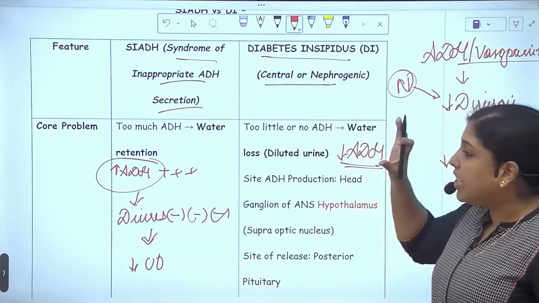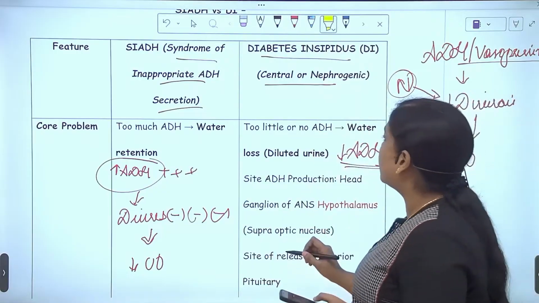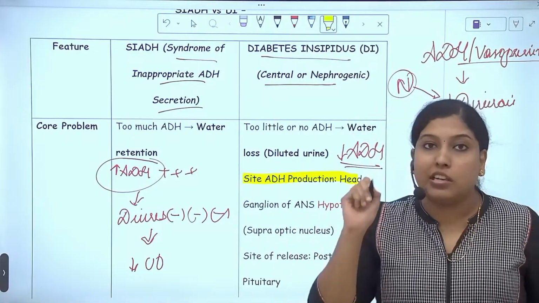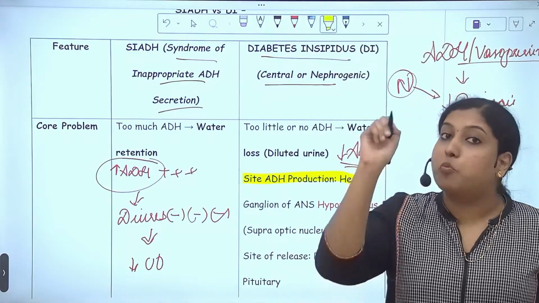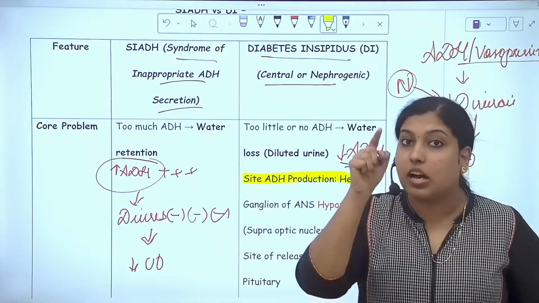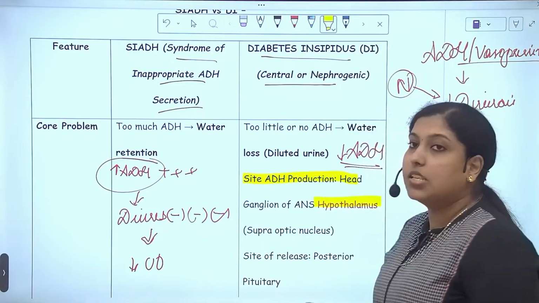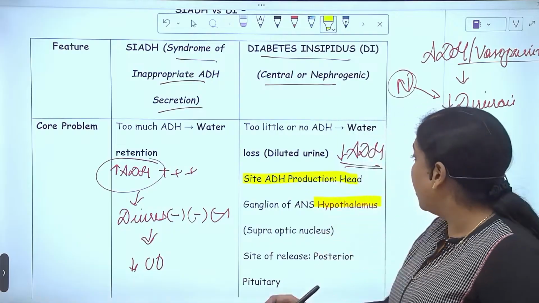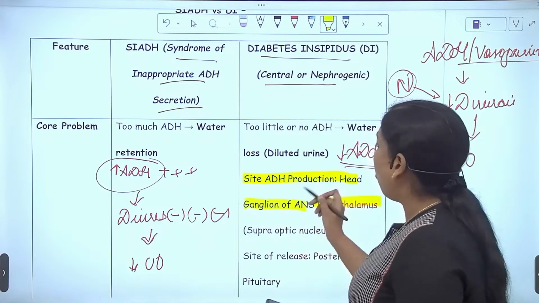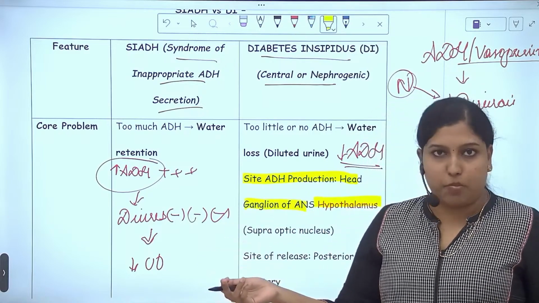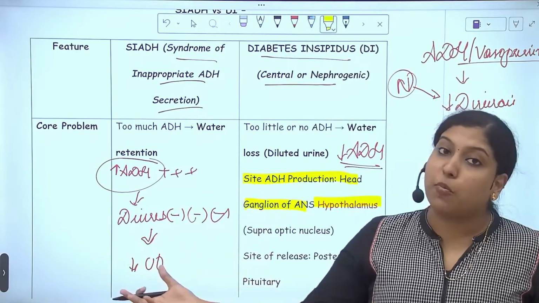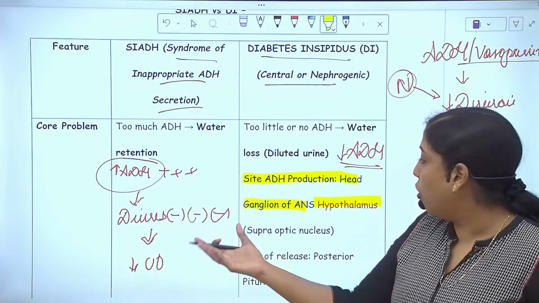On the other hand, some additional important points which you have to remember: what is the site of production of your ADH? This is a very important clinical MCQ point. The site of synthesis of ADH, if there is an MCQ, you are going to click the answer: it is the hypothalamus. Another name for the hypothalamus is the head ganglion of your autonomic nervous system.